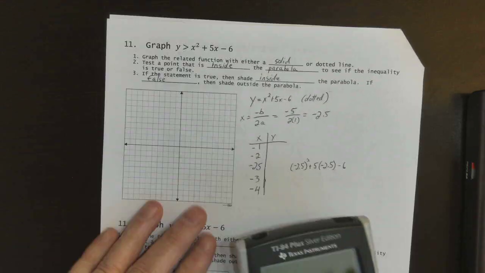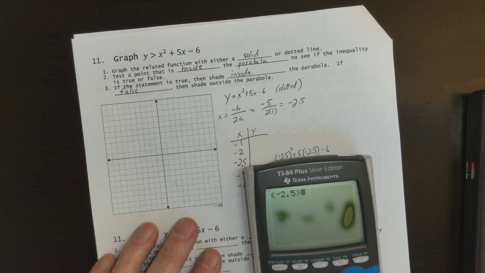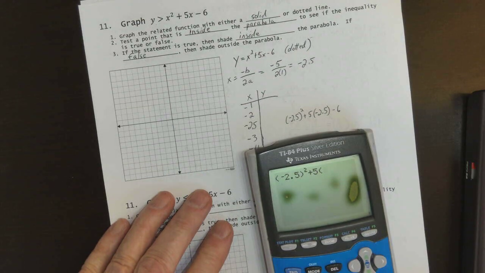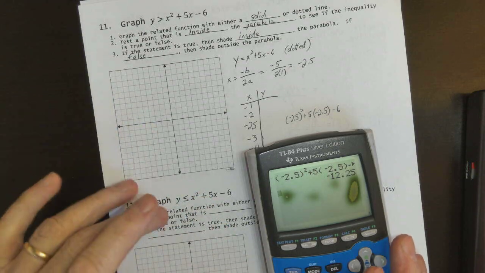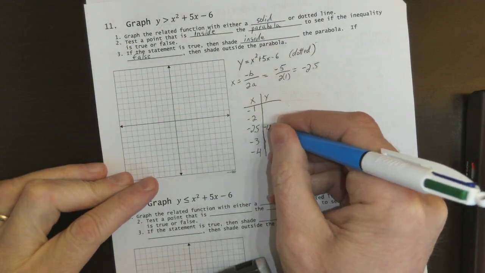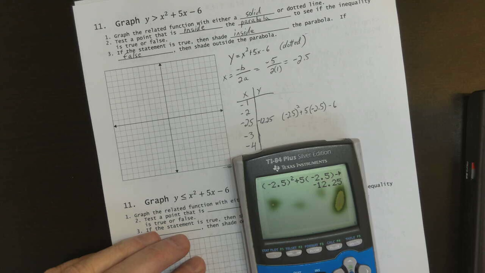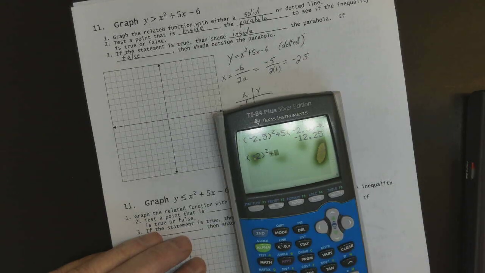All right. Negative 2.5 squared plus 5 times negative 2.5 minus 6. Negative 12.25. Dang, that goes a little bit below my graph. That's all right. I might extend this a little bit. Negative 2. Negative 2 squared plus 5 times negative 2 minus 6. That's negative 12.